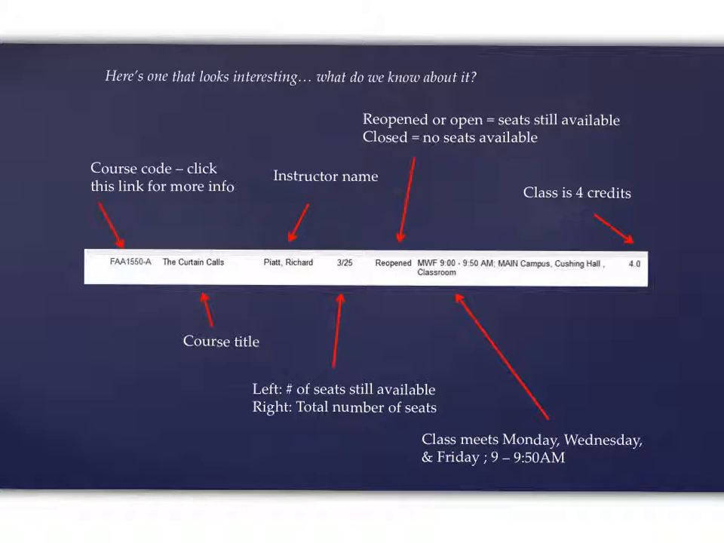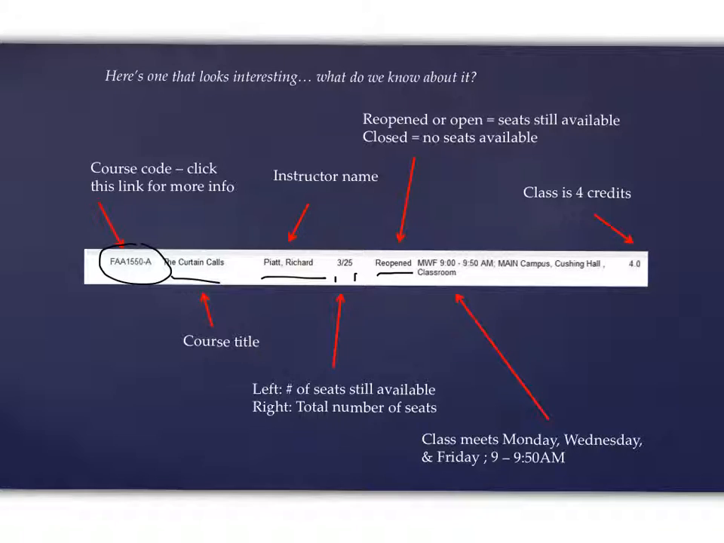All the way on the left, we have course code link. You can click that for more information about the course. We have the course title, instructor name. The number on the left here represents the number of seats that are still available. I have a total of 25.